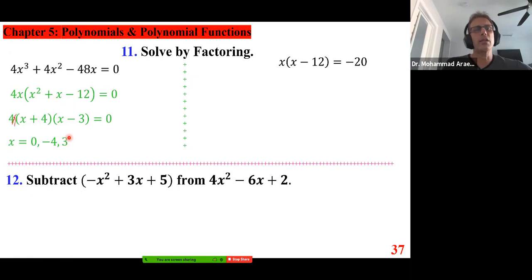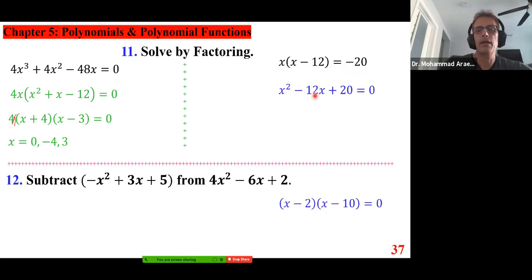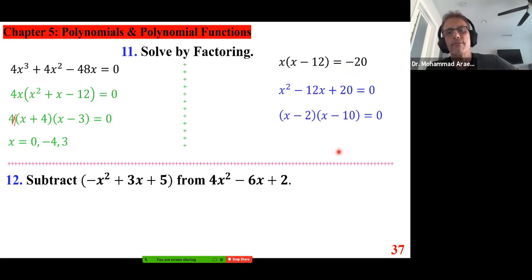In the second part, part B, if you will, you have to bring to the same side first. So this is x squared minus 12x, and when we move it becomes plus 20. Now you want two numbers, the product is 20, the sum is negative 12. This results in x equals 2, this results in x equals 10.